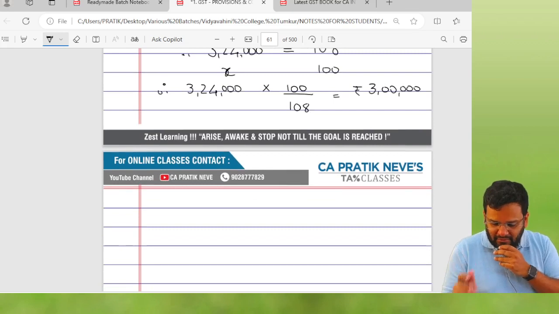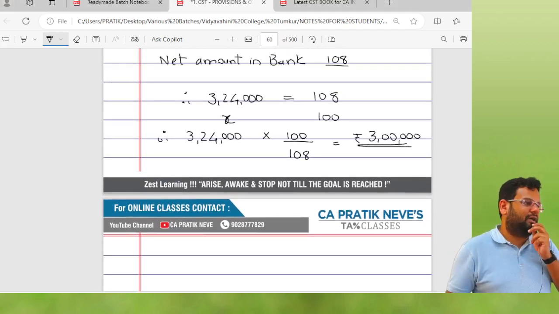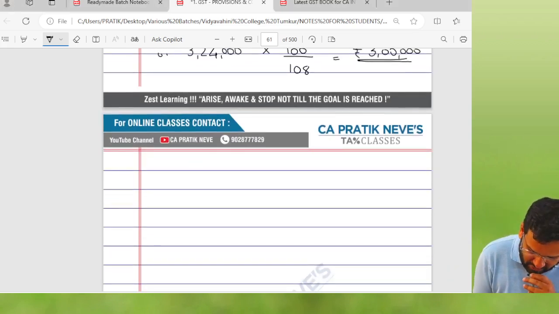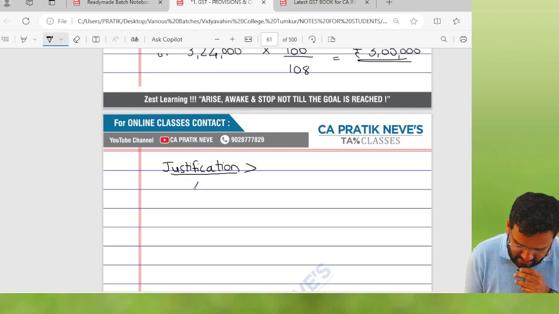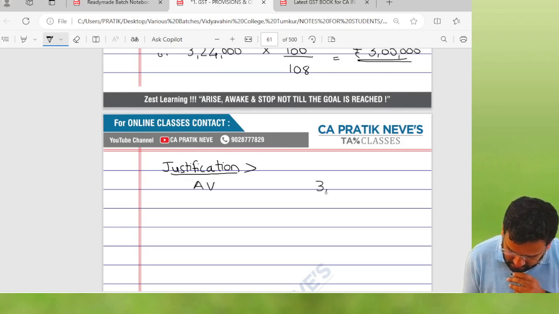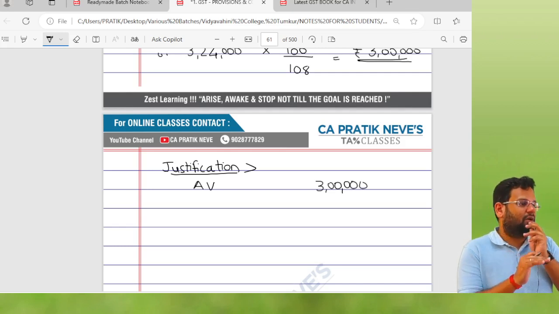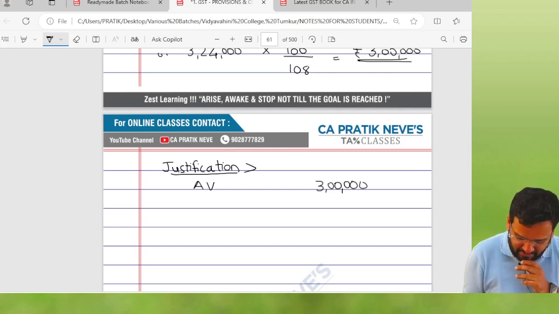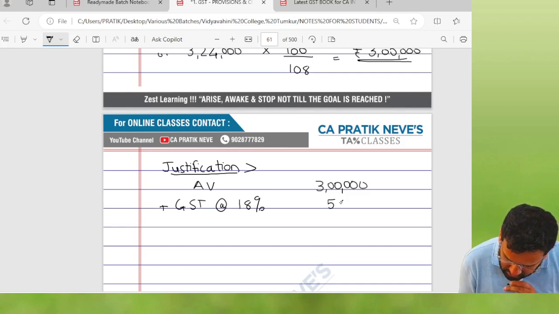So 3 lakh is your assessable value. Just show the justification. What justification? Assessable value is how much? 3 lakhs. Show justification now. Assessable value is 3 lakhs. Add GST at 18%. Is it 54,000?